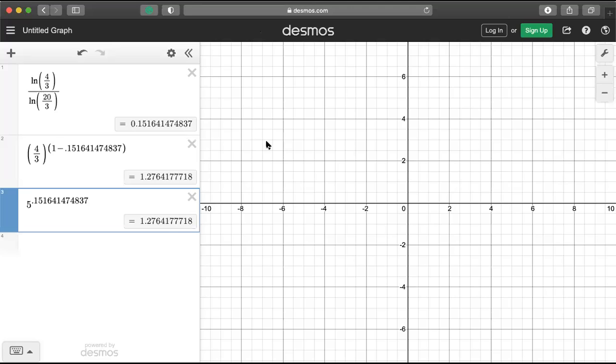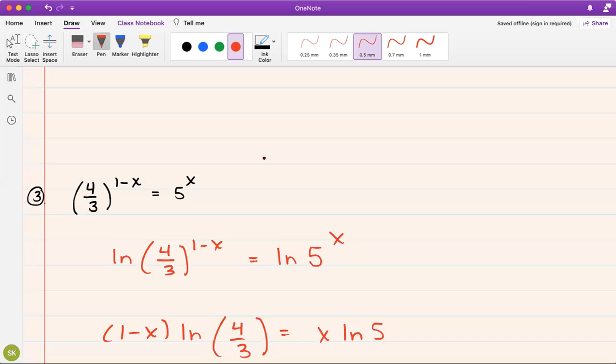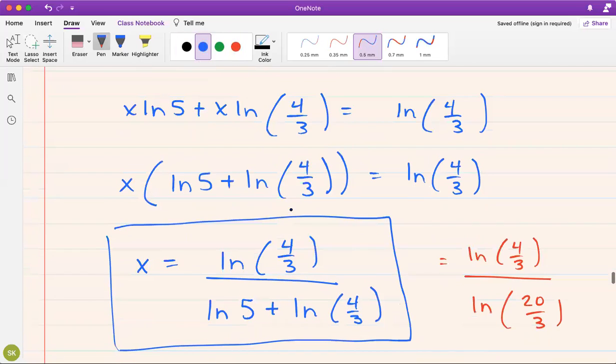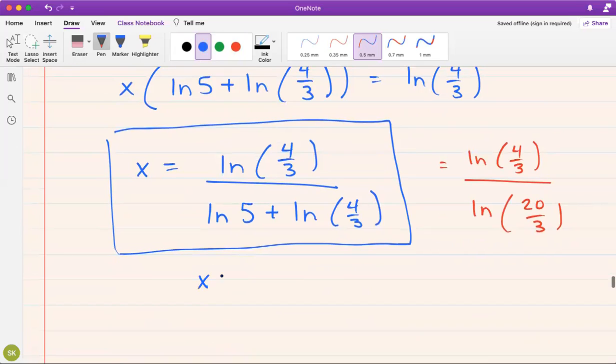Okay, let's go back. So x, we said x is about, you can say this, and if I asked you for a decimal approximation on your homework, you can say, oh, it's about 0.15.